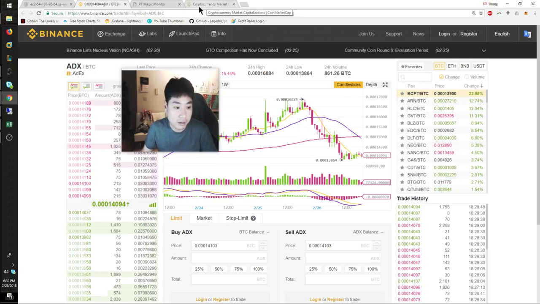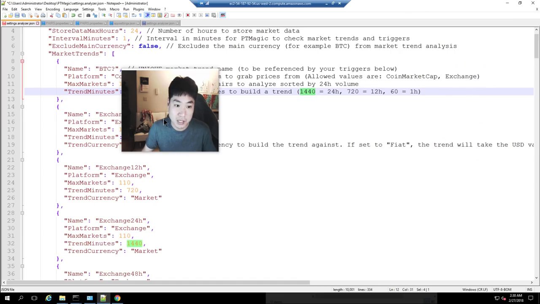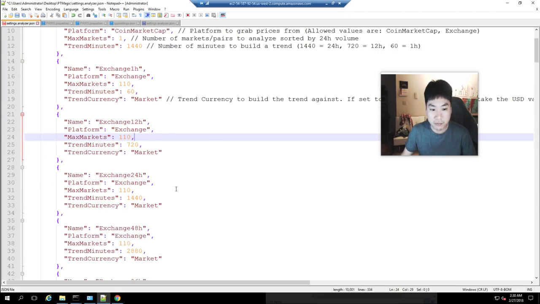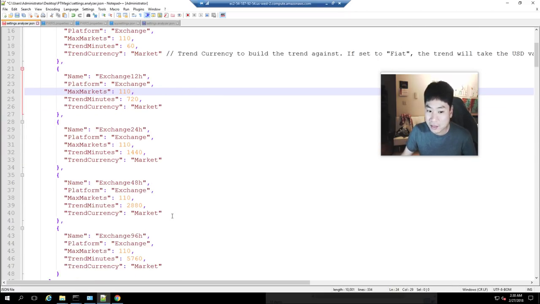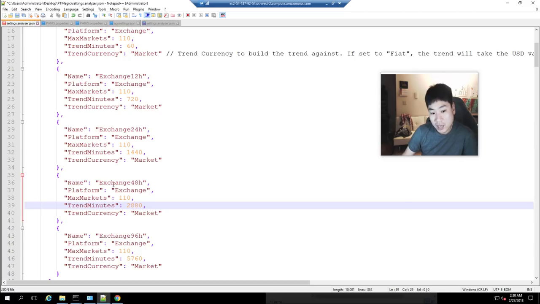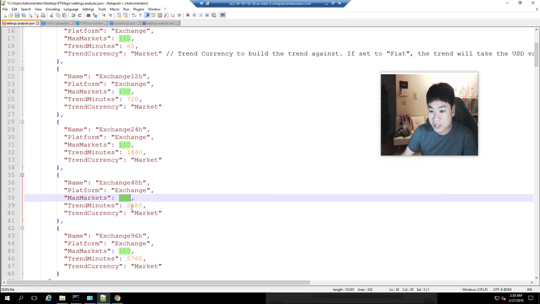Let's take a look at some other settings I've set up in PT Magic and trying to figure it out. I added the 48 hour, and this is how I did it. I added the 48 hour. I also put max markets at 110. It's normally set at 50, but I put 110, so it collects a lot more data.